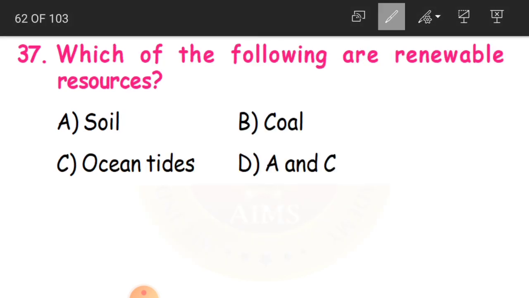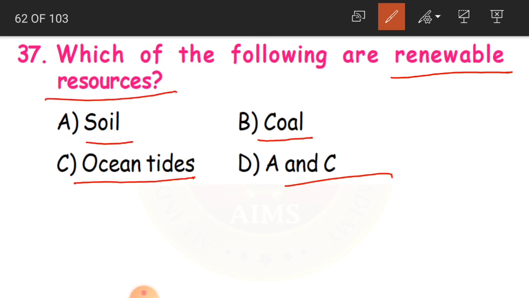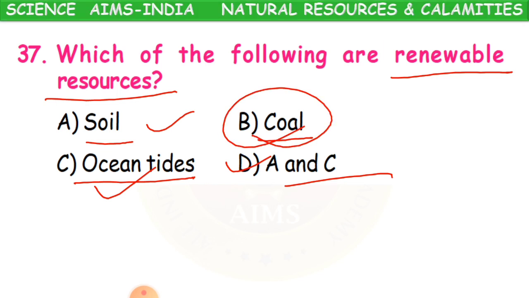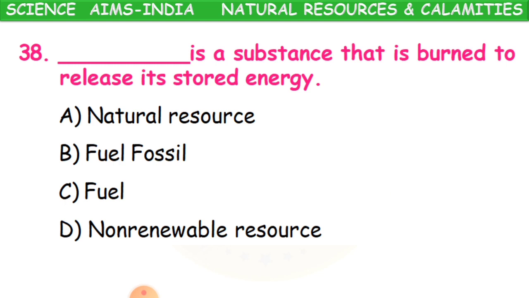37th question. Which of the following are renewable resources? Soil, coal, ocean tides and A and B. A and C, sorry. So that is D. A and C, soil and ocean tides. Whereas coal is a non-renewable resource. Clear, children? 38th question. Dash is a substance that is burned to release its stored energy.